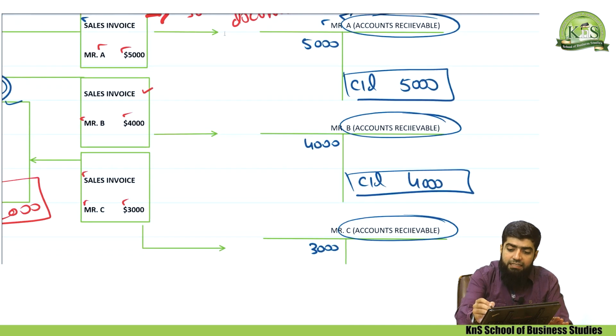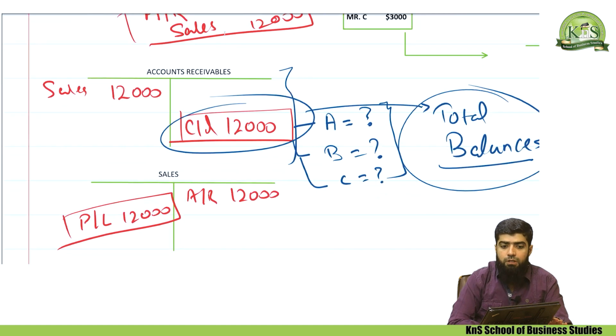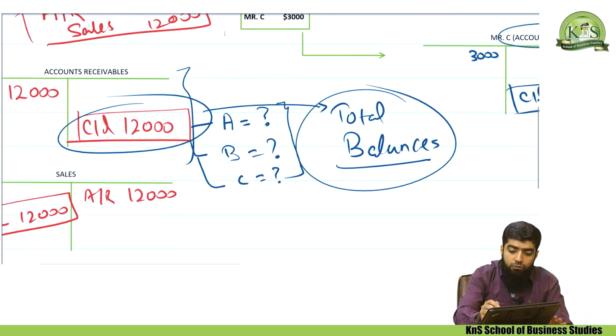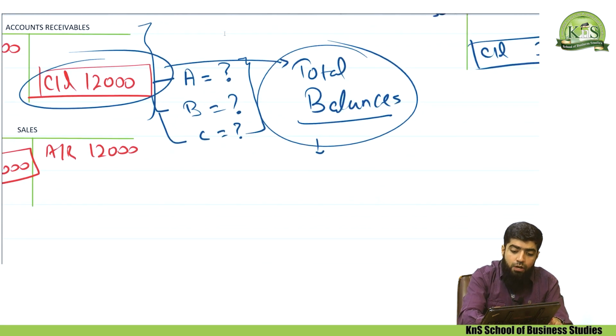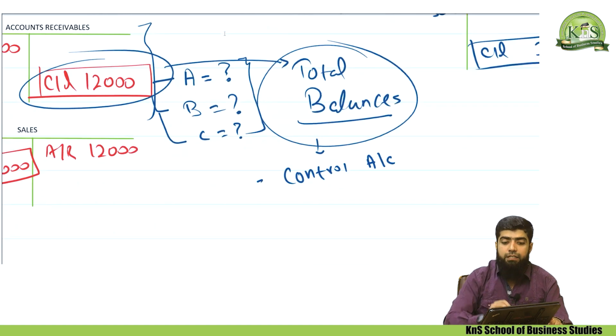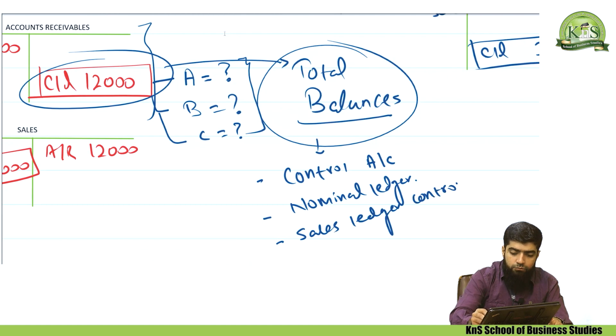These are the account receivable ledgers, and this is also the account receivable ledger. So what's the difference? That account receivable ledger shows the total balances, and we can call it a control account. This ledger is known as the control account. In some books it is also known as nominal ledger, and in some places it is also known as sales ledger control account.